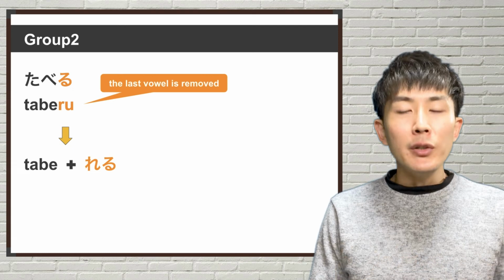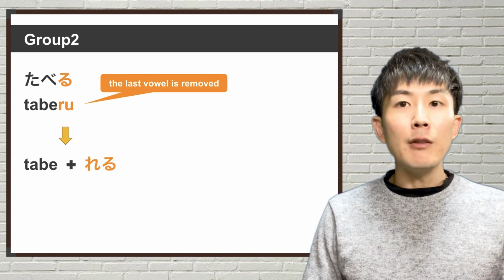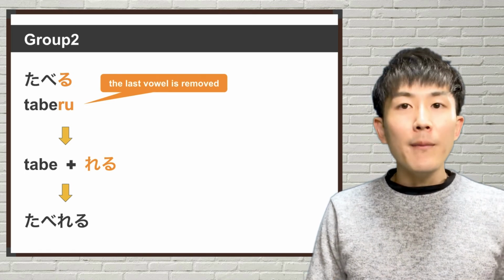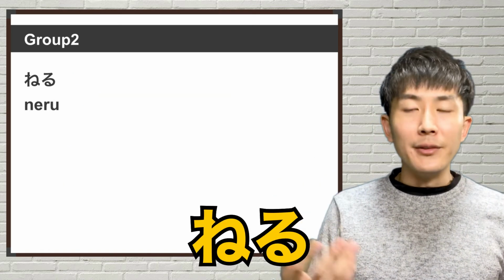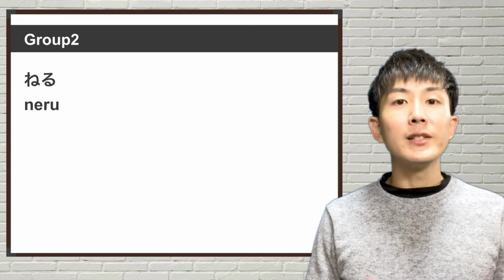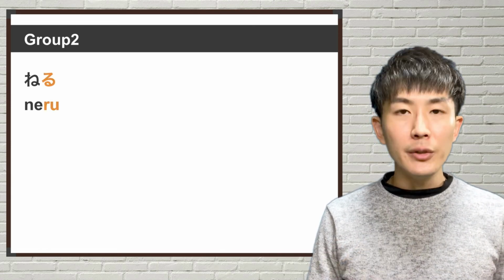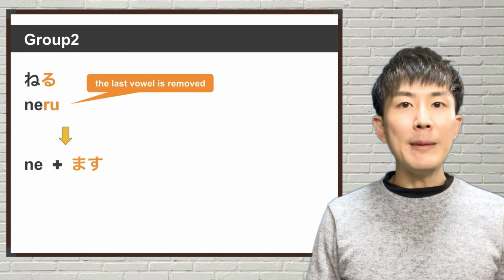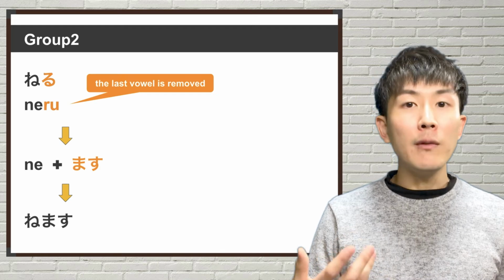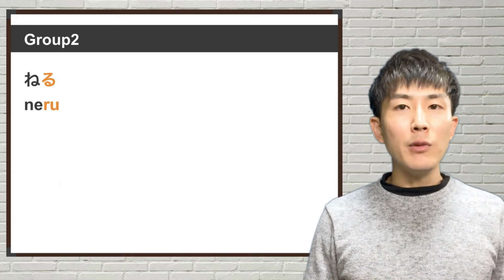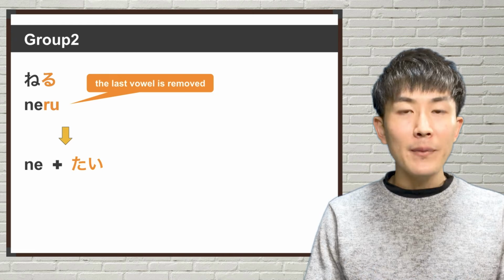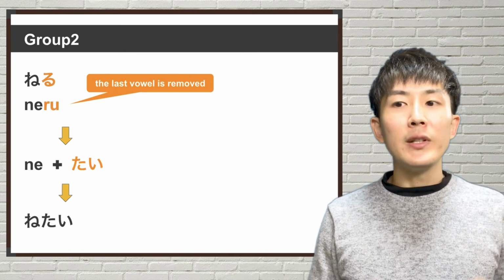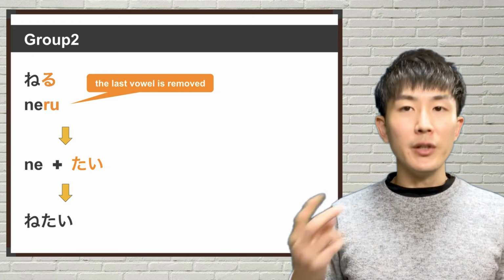When you remove ru and attach reru, it will be 食べれる, which means I can eat. The other verbs do the same. 寝る, neru, which means sleep. Then the last letter is ru. When you remove ru and attach masu, it will be nemasu, which is the formal form of neru. When you remove ru and attach tai, it will be netai, which means I want to sleep. So this is the conjugation system for Group 2.